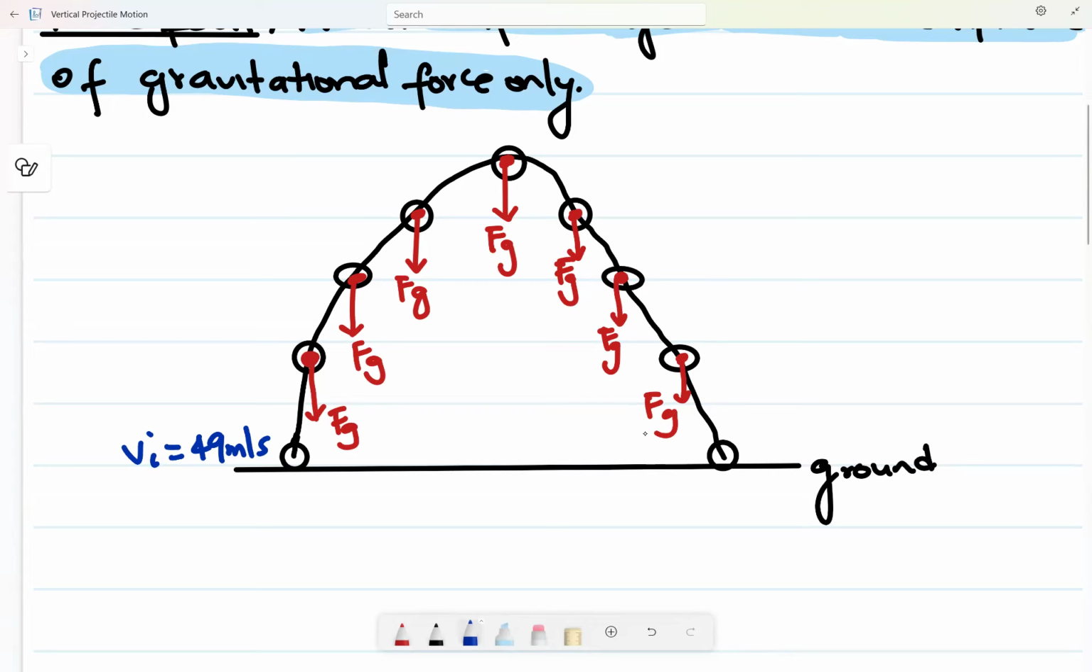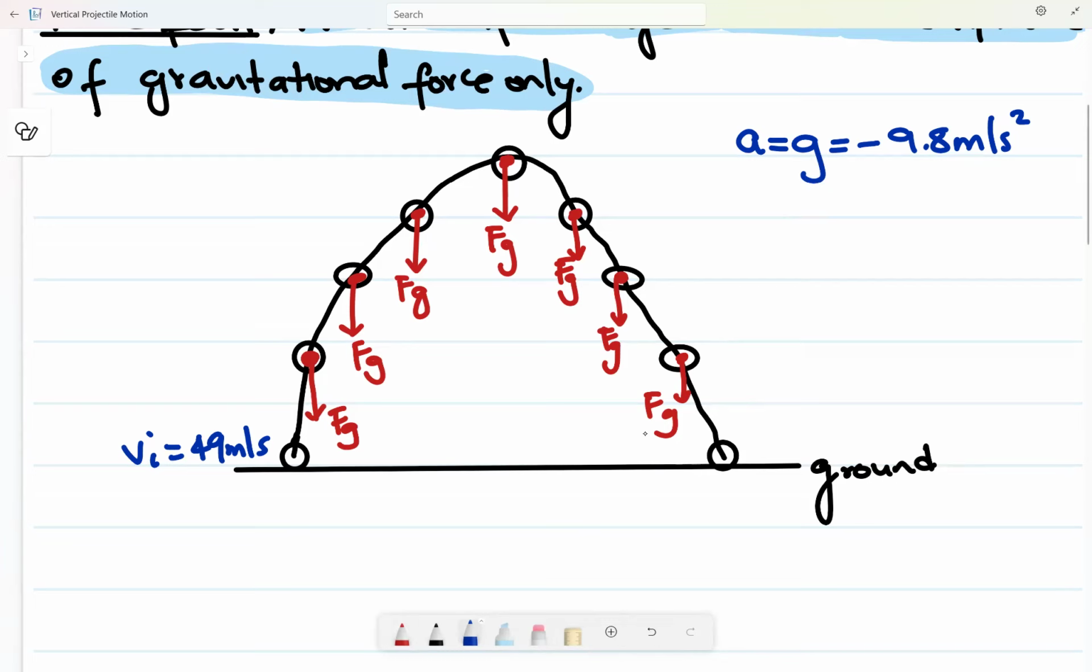Now remember, what causes this object to have a gravitational FG? Now we introduce something: it experiences an acceleration, which is g, of negative 9.8 meters per second squared. This acceleration, which is gravitational acceleration in this case, is acting downwards with a value of negative 9.8 meters per second squared. This is a constant number.